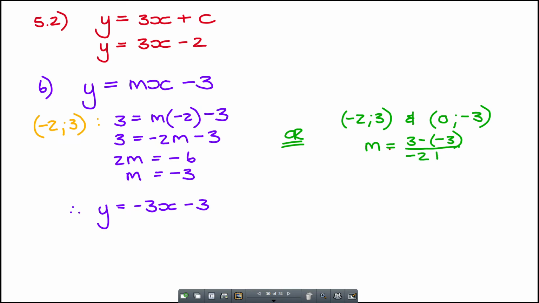Minus 0. And that gives me 6 over -2, which also gives me -3. And then you just go back and substitute. So you've got two options there. You can use whichever one you are most comfortable with. Any questions?